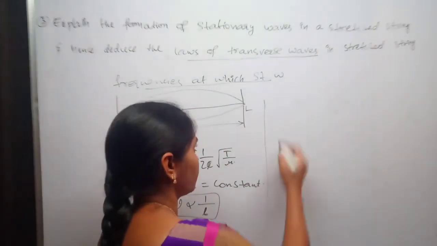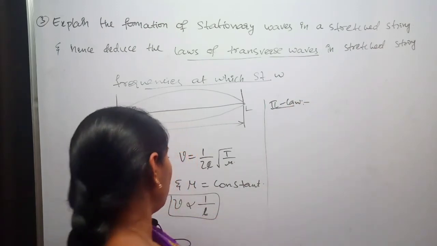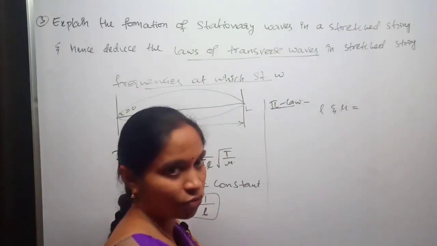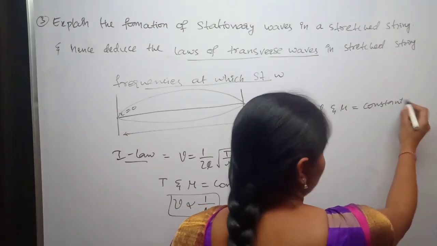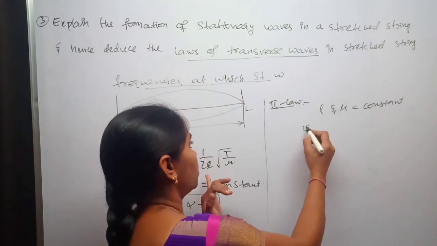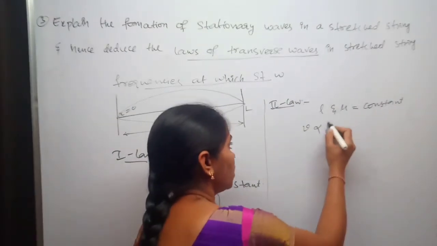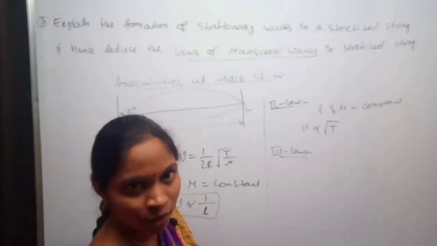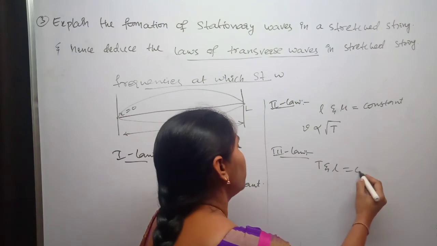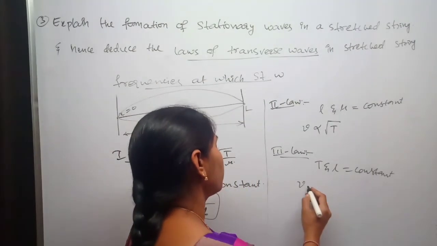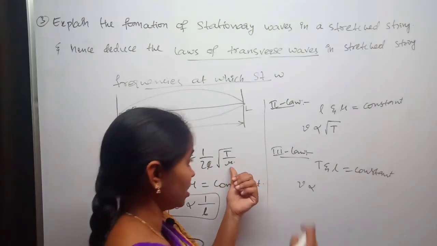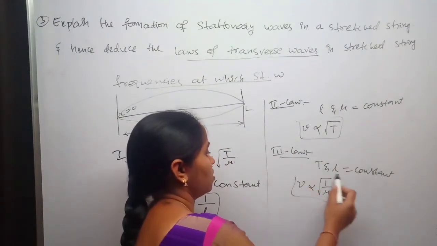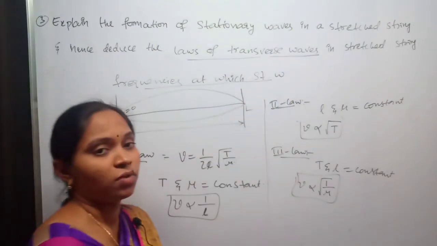Coming to the second law: whenever the length of the string and the linear mass density of the string are constant, then the frequency is directly proportional to the square root of the tension in the string. This is the second law. And coming to the third law: whenever the tension in the string and the length remain constant, then the frequency is inversely proportional to the square root of the linear mass density. These are the three laws for transverse waves in a stretched string.